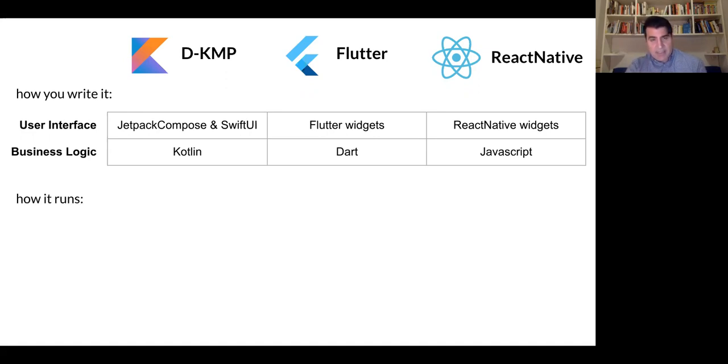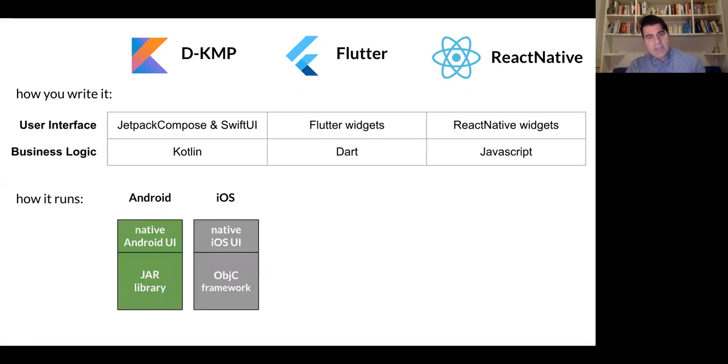But the most interesting thing is to see how this code actually runs. So with D-KMP, we have a native Android UI and a native iOS UI. And in terms of business logic, as we said before, we're going to have a jar library for Android and an Objective-C framework on iOS. So you see, these are pretty native, like any app could be written in this way. So there are elements which are native to the platform, which is not the same in these other two frameworks.